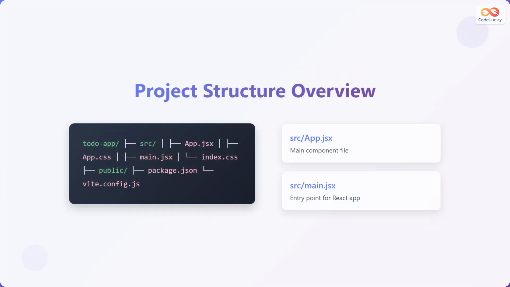Let's take a quick look at the project structure. Inside the todo-app folder, you'll find a src folder containing App.jsx, App.css, main.jsx, and index.css. There is also a public folder, a package.json file, and a vite.config.js file. App.jsx is the main component file where we'll build our user interface, and main.jsx serves as the entry point for our React application.